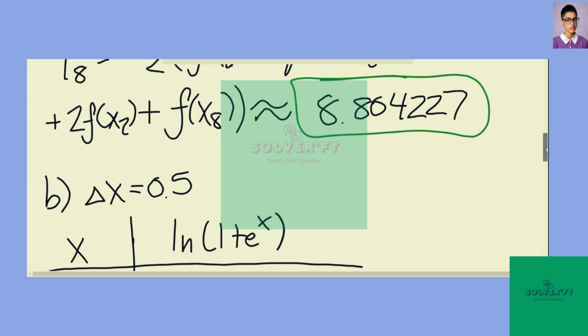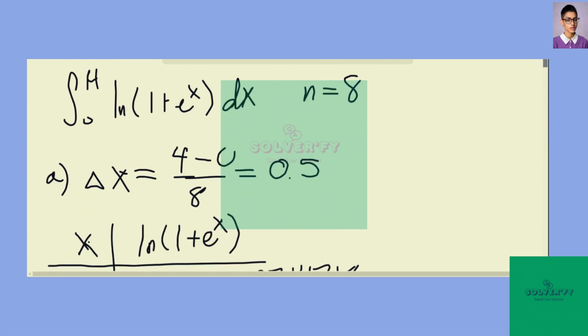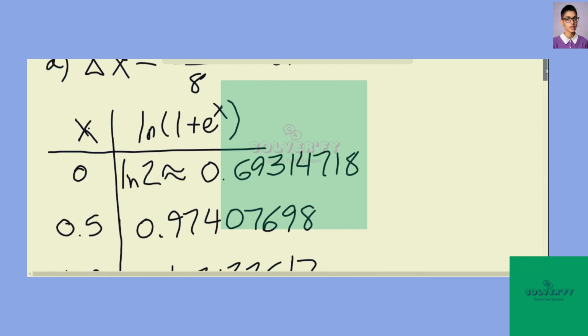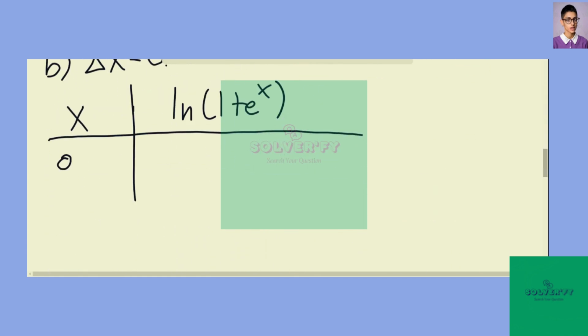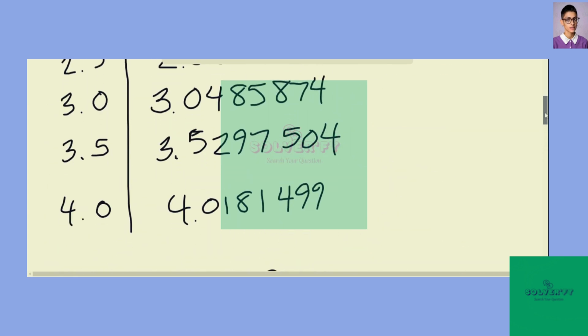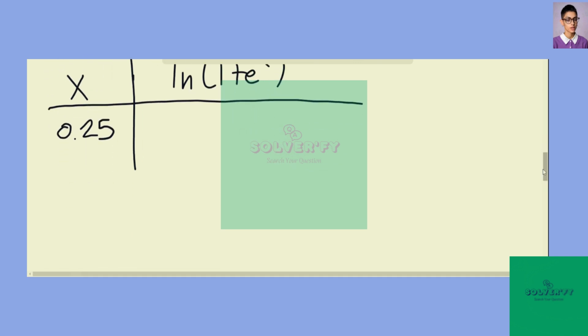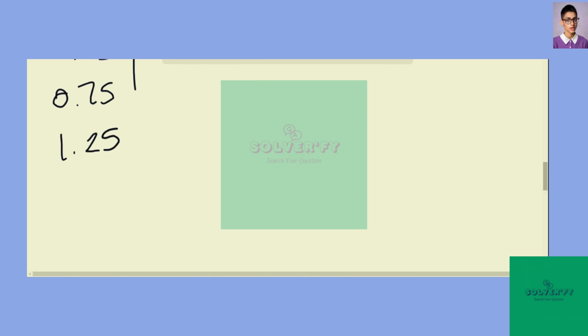Instead of starting with x equals 0, the left endpoint, we're going to start at the midpoint of the first subinterval, 0 to 0.5, which is 0.25. Then we're going to add 0.5 until we reach the midpoint of 3.5 to 4.0, which is 3.75. So we have 0.25 plus 0.5 is 0.75, plus 0.5 is 1.25, plus 0.5 is 1.75, and so on.